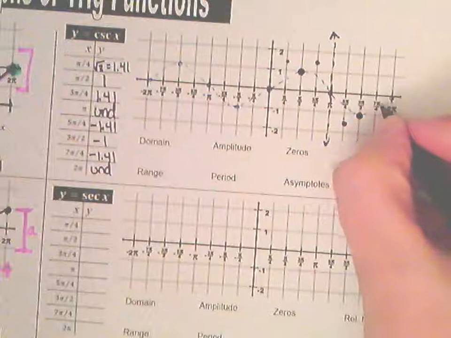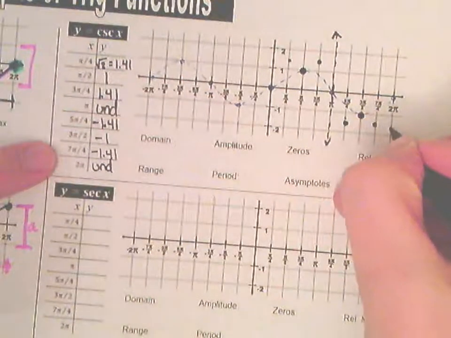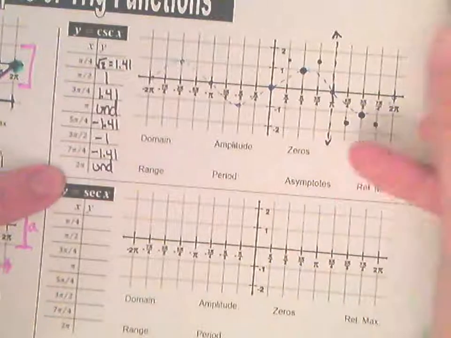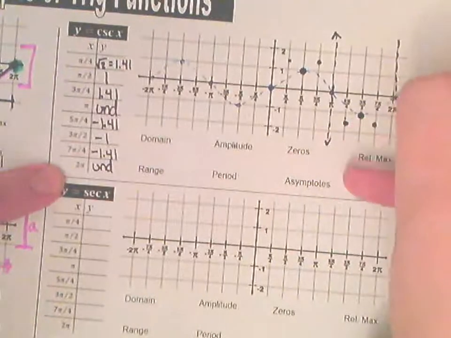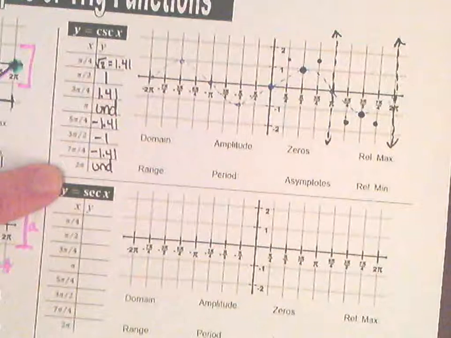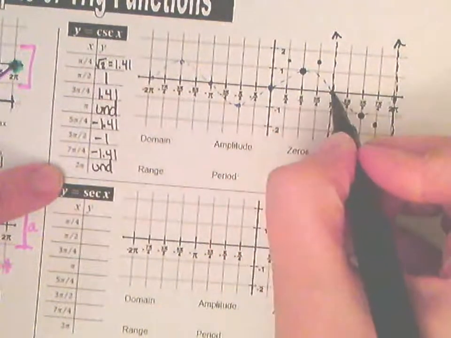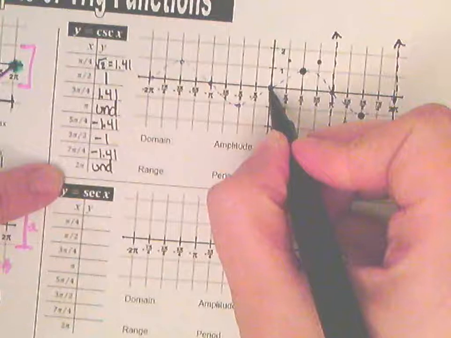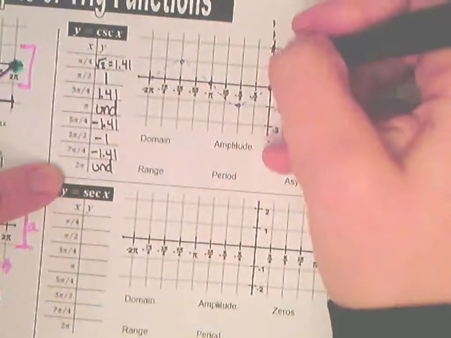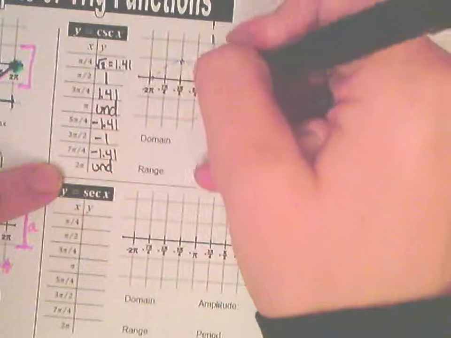All right, at 7 pi over 4, it's at negative. And at 2 pi, we are undefined. So we have an asymptote. So you notice that wherever there was a 0 on the sine function, we actually now have an asymptote on the cosecant function. So I'm going to go ahead and draw all my asymptotes at the zeros.